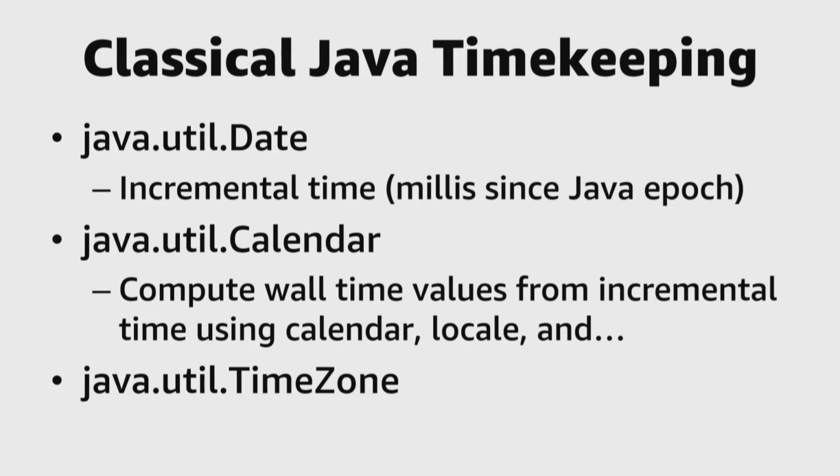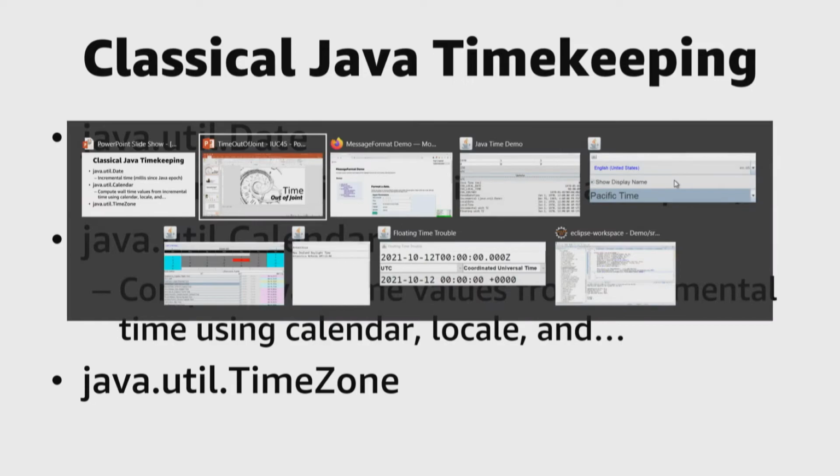There's a class called Java util calendar. ICU also has a calendar class, which has the rules in it for computing wall time values from the incremental time and the date, using calendric rules, using a locale, and using a Java util time zone, which guess what a Java util time zone represents? Its IDs are IANA IDs and a few others, and it represents those rules for time zones. There are, of course, many calendars. I'm going to flip over here for a second.